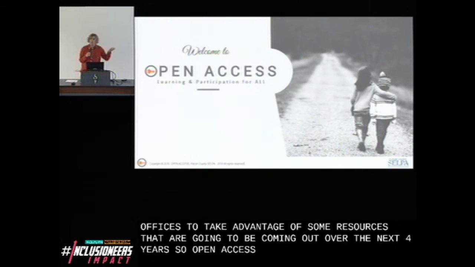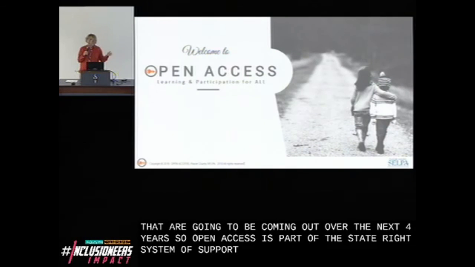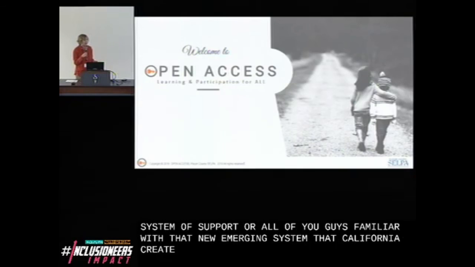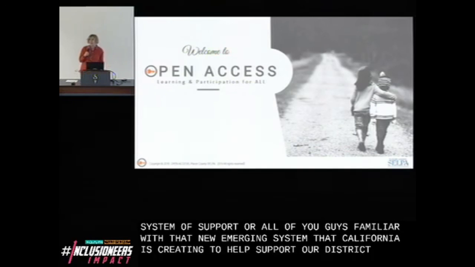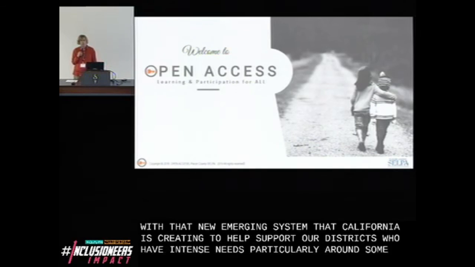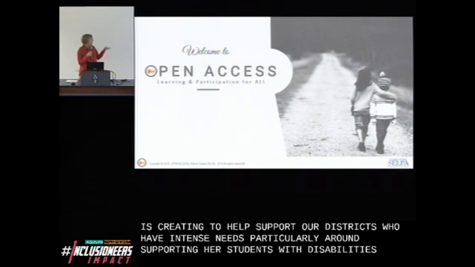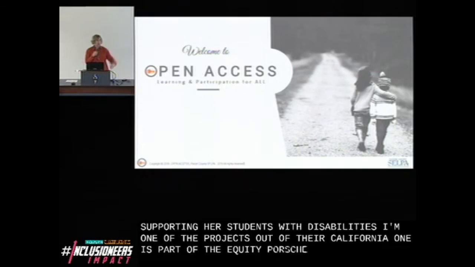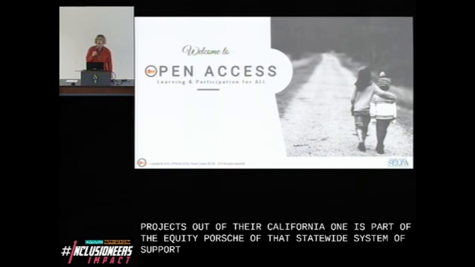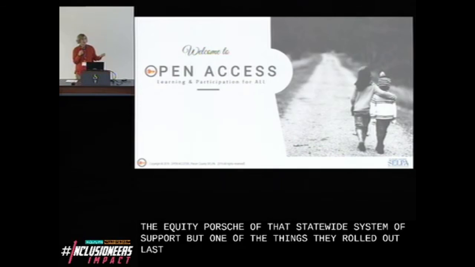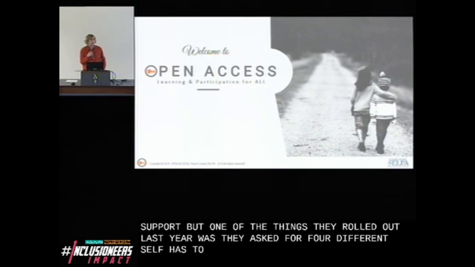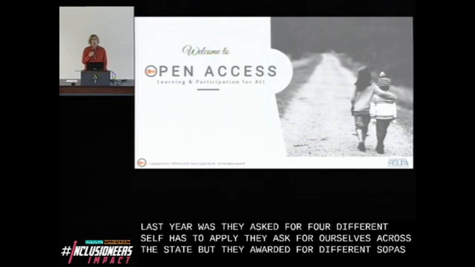So open access is part of the statewide system of support. Are all of you familiar with that new emerging system that California is creating to help support our districts who have intense needs, particularly around supporting our students with disabilities? One of the projects out of there, California One, is part of the equity portion of that statewide system of support. One of the things they rolled out last year was they asked for SELPAs across the state to apply, but they awarded 4 different SELPAs content lead grants.